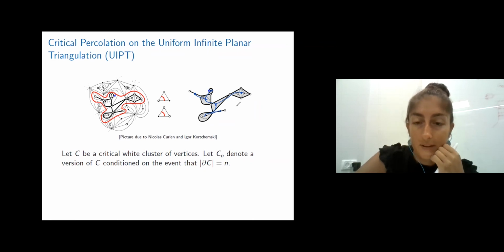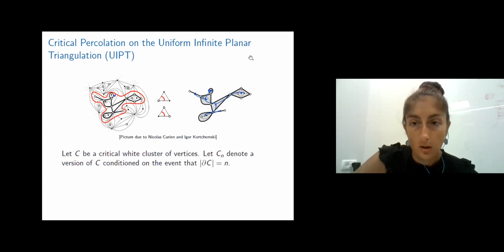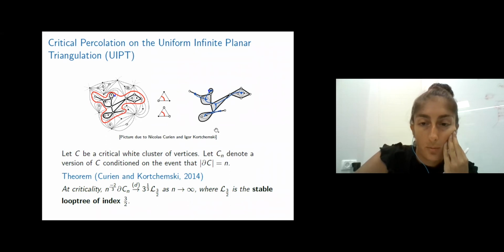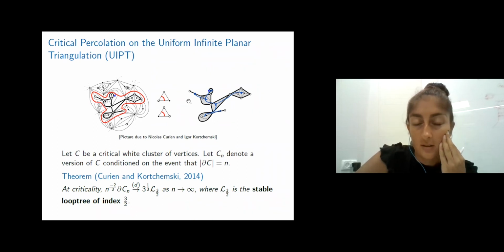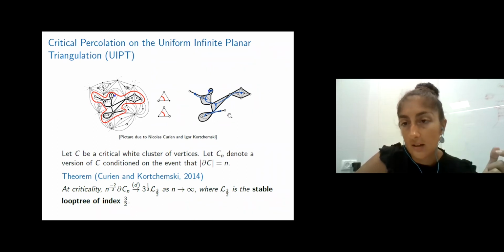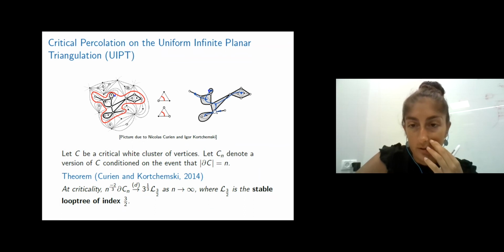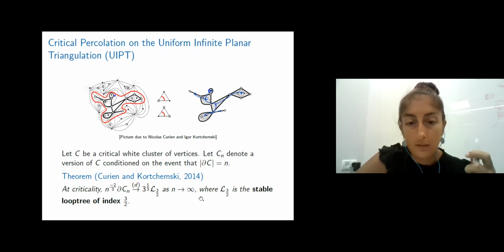So to make this a bit more rigorous, there is a result by Shurian and Kolchemsky, where they proved that if you take this object and condition it to have size n and take a scaling limit, you get convergence to a nice object, which basically looks like a fractal version of this operation done to a tree, but just if you take the boundary of this object.